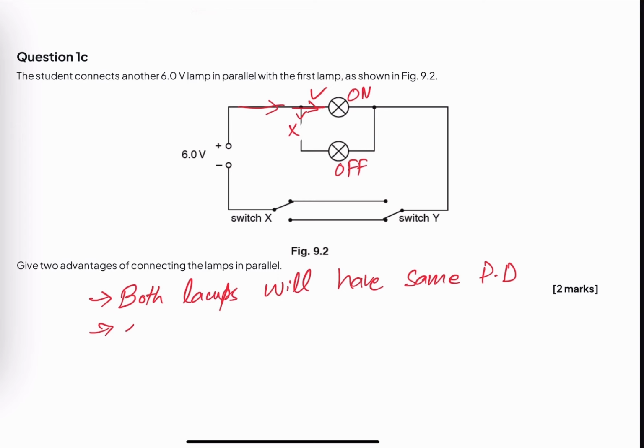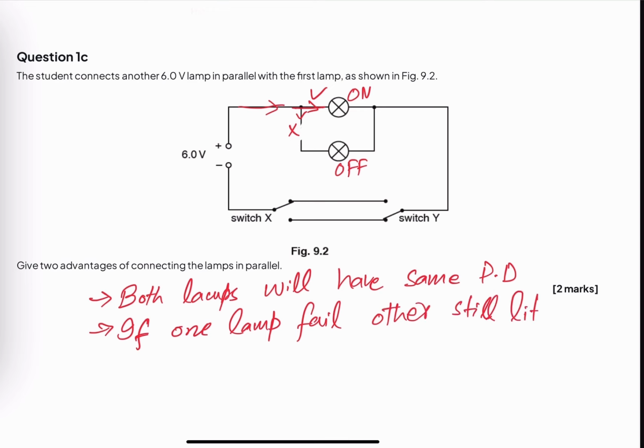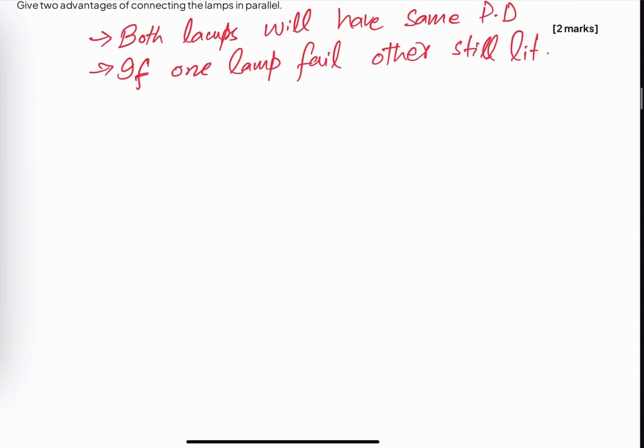So the second is, if one lamp fails, the other will still work. Okay, so this is the advantage.